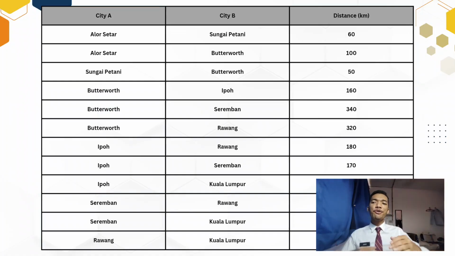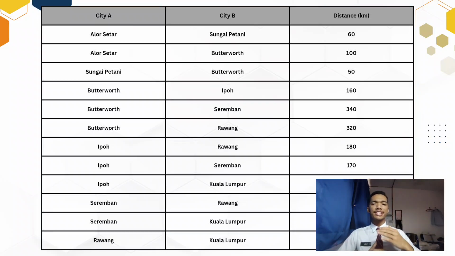So guys, here we have our distance matrix, which is critical to our analysis. This table shows the distances between our key cities. For example, the distance from Alor to Sungai Petani is 60 km and from Sungai Petani to Butterworth is 50 km, and so on. This matrix allows us to calculate the total travel distance for any proposed route.